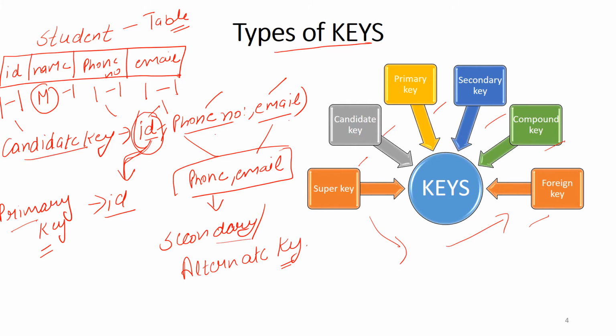The candidate key has all the individual attributes which can individually, in different ways, uniquely identify a record in the table.